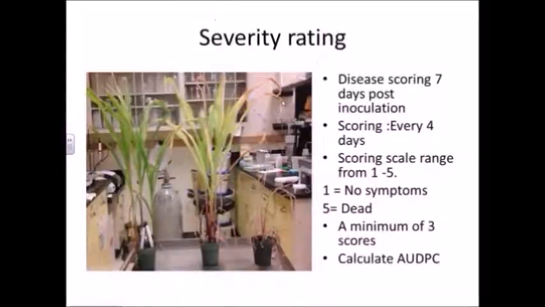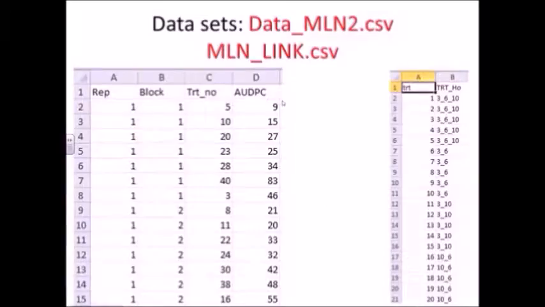So now let's start to think about the data. The data are based on a severity rating. We start scoring when we see symptoms about 7 days after inoculation. We score every 4 days, on a scale from 1 to 5, no symptoms to dead, with a minimum of 3 scores, and then calculate an area under the disease progression curve. We've got 2 data sets that I've given you. One has the rep, block, treatment number, and disease score. The other links that treatment number to a group, a QTL group. So we don't need this now, but we are going to need it.